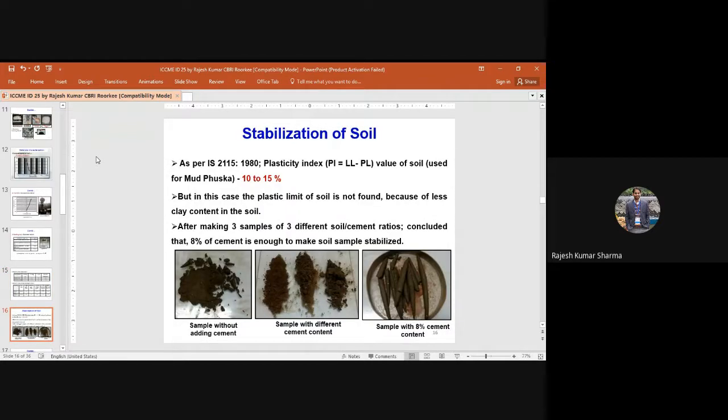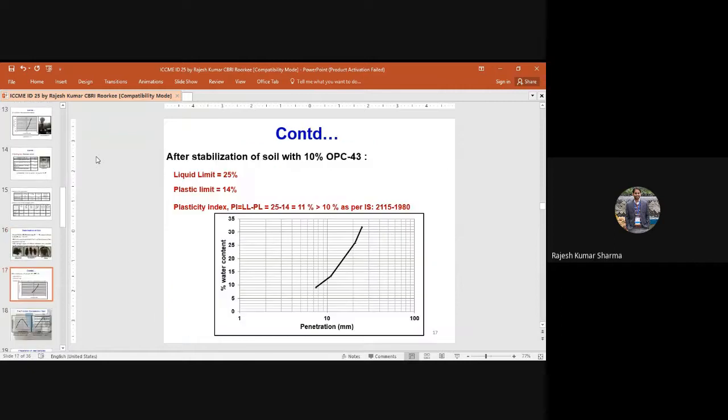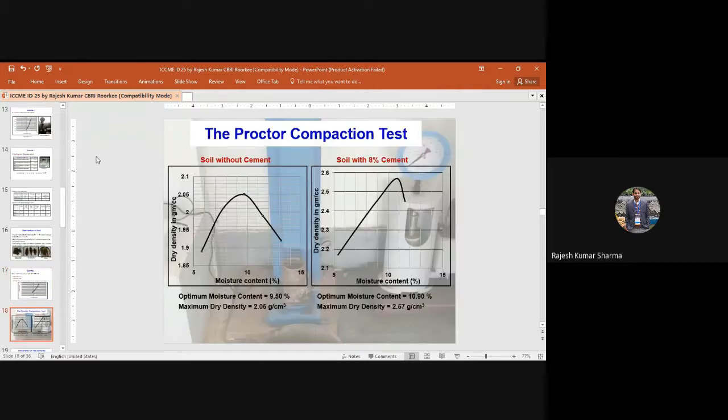So as I was saying, the PI value should be in between 10 to 15 percent. So we have optimized the PI value by adding cement ranging from 2 to 10 percent, and we have found that at a cement content of 8 percent, the PI value was about 11 percent. Here in this slide, the liquid limit after adding 8 to 10% of cement was about 25, and plastic limit was 14. So about 11% of PI was obtained, which was more than 10%. Proctor compaction test we have determined.